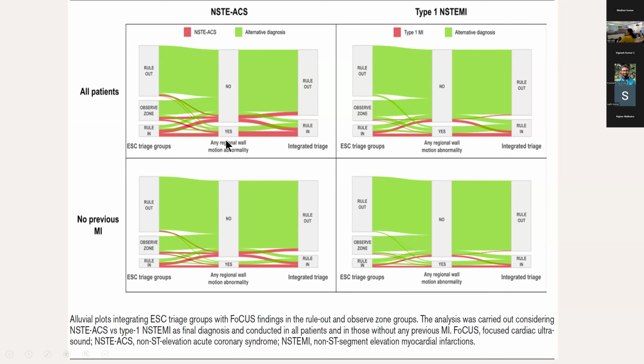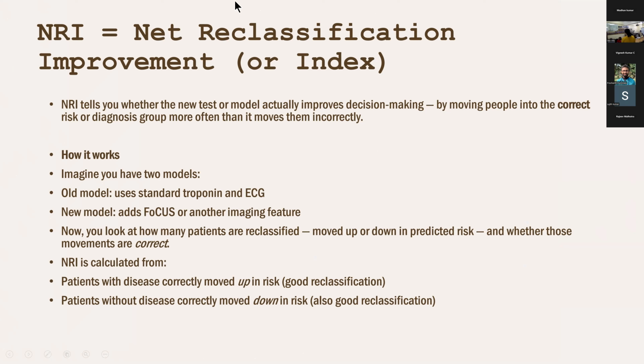So regional wall motion abnormality, yes. These patients then went into the rule in category. So basically, they're just saying that some people who were, as per the ECS, originally kept as rule out or observe, if they had a positive test on the ultrasound, have been changed into the rule in category. Now, they've also given you something new, the net reclassification improvement. So basically, it's whether the model improves decision making.